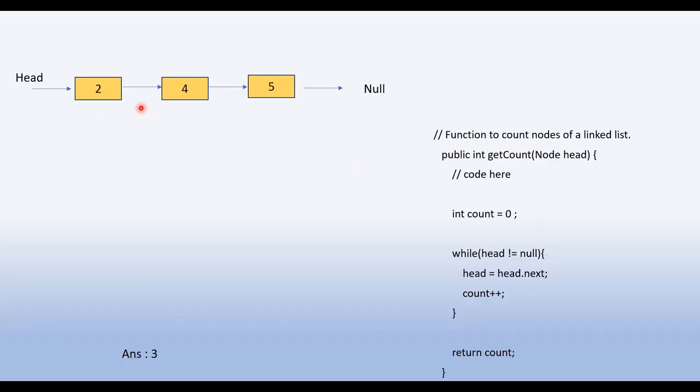So here is a linked list which contains three nodes with values 2, 4 and 5. So the idea behind counting the total number of nodes is that you keep pushing the head to the next node until it reaches the null value.